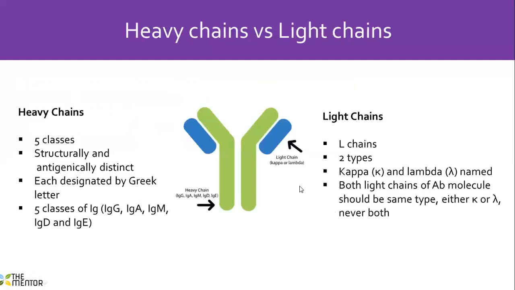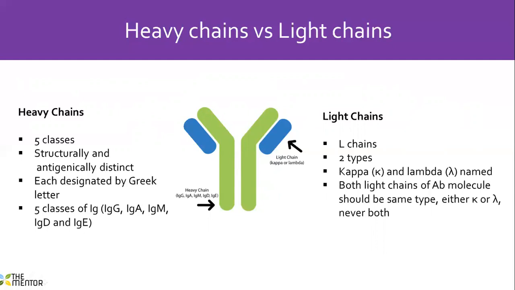Just so that we understand the difference between these two chains, these are the heavy chains we've talked about. The heavy chains are mainly divided into 5 classes, each given a designated Greek name. We can have gamma, which is IgG, immunoglobulin G. We can have alpha, that is immunoglobulin A. We can have mu, which is immunoglobulin M. We can have delta, which is immunoglobulin D. And we can have epsilon, which is immunoglobulin E.